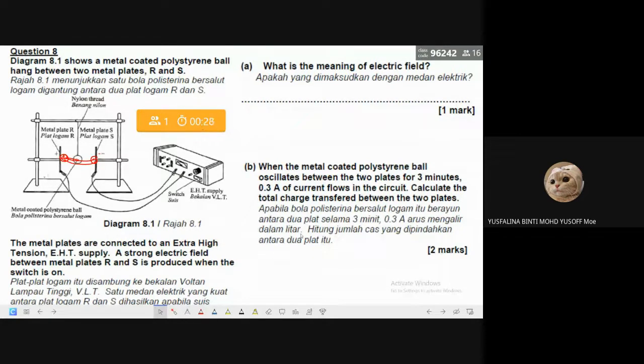Also for part B you need to answer. It says here that when the metal coated polystyrene ball oscillates between two plates for 3 minutes with a current of 0.3 ampere, calculate the total charge. What formula can you use to find the total charge? The total charge usually has the unit coulomb, right? So which formula?